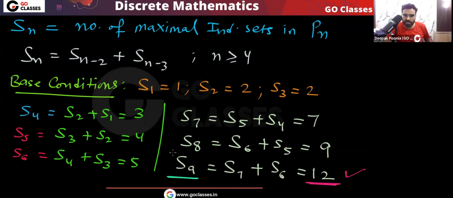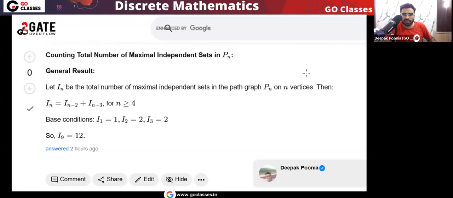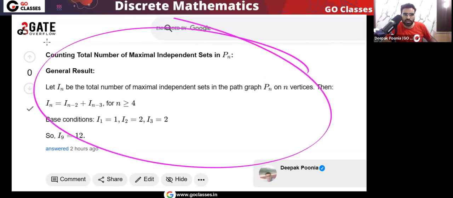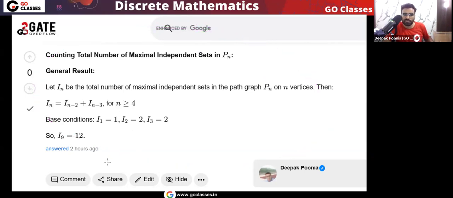So remember, the path graph on 9 vertices has a total of 12 maximal independent sets. Okay, I hope you understood. The same thing I've written here, you can see on the GATE Overflow website under this question, this GATE PYQ that we have just now solved.